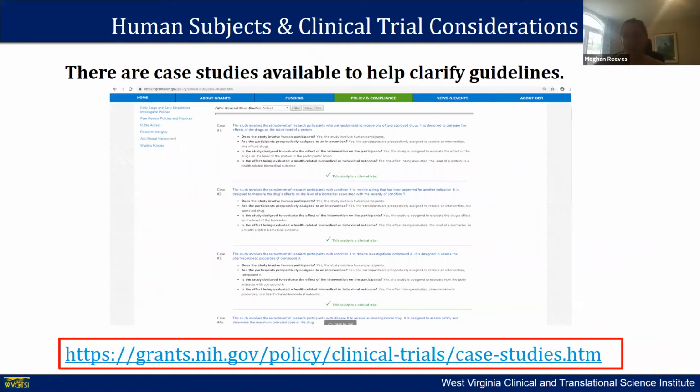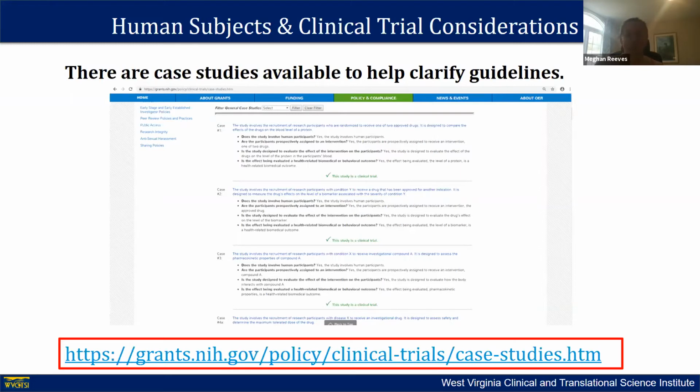Because there can be some gray areas and a lot of questions related to it, the NIH has a website totally dedicated to case studies of kind of gray or questionable clinical trials and what meets the definition or what doesn't. I can't tell you how many times I've referenced this website, and people on our team have referenced this website to kind of make the determination, because there are a lot of things that we can talk ourselves into or out of related to it being a clinical trial.